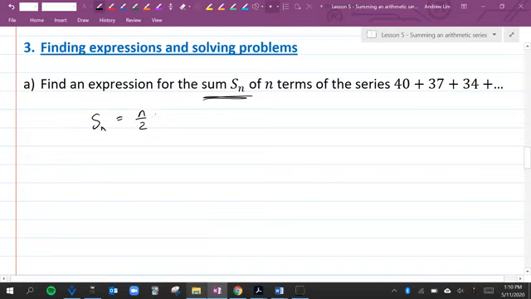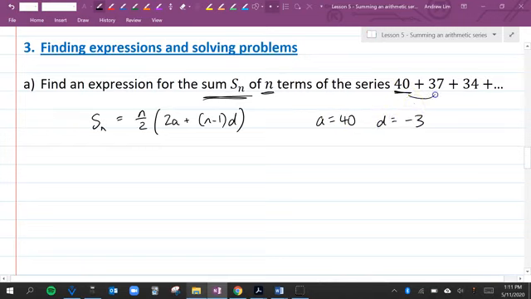And I don't know the last term, in fact it's n. So instead of using a plus l, I'm going to use the difference one. So n over 2, 2a plus (n minus 1)d. According to this question, we don't know what n is, so I'm just going to leave that. But we do know that a is 40, that's the first term. And we know that the common difference is minus 3.